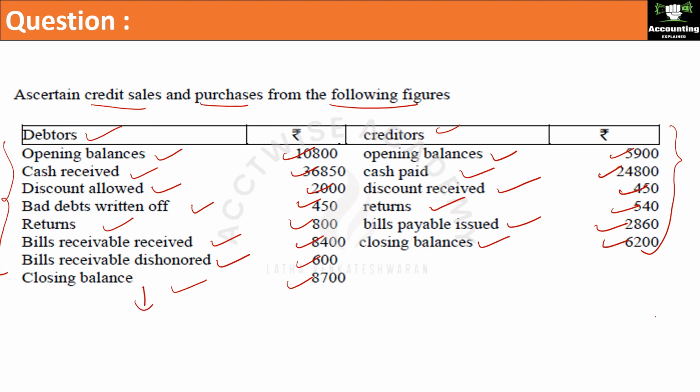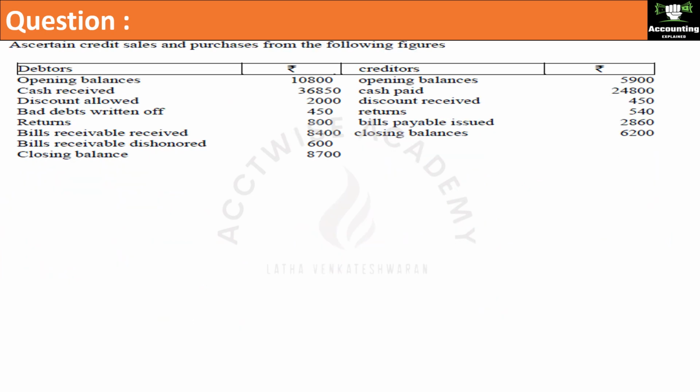Here we have to find out the credit sales, and that will be our balancing figure. Here we have to find out the credit purchases, and that will be our balancing figure. Let us see how to solve the question. First, let us prepare the debtors account.